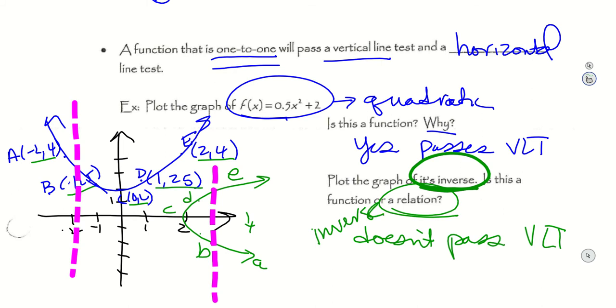Okay. We will also notice that if we come in here to our function and draw a horizontal line, the horizontal line crosses that function twice. It does not pass, right? The function itself does not pass the horizontal line test.